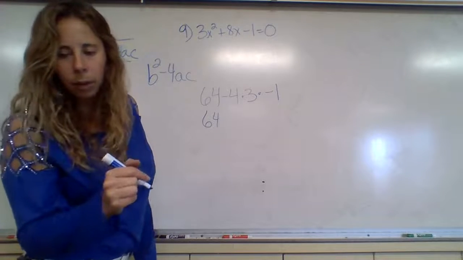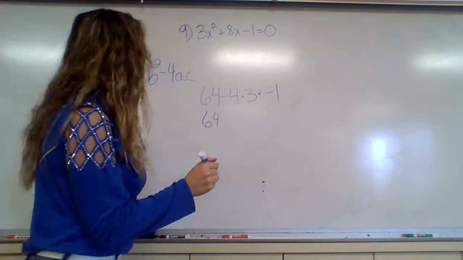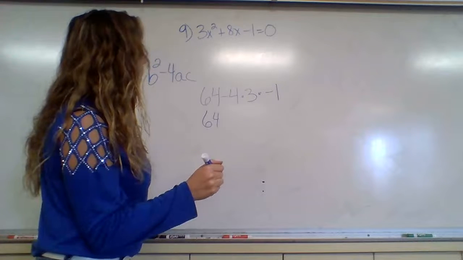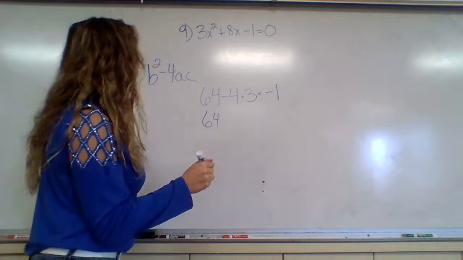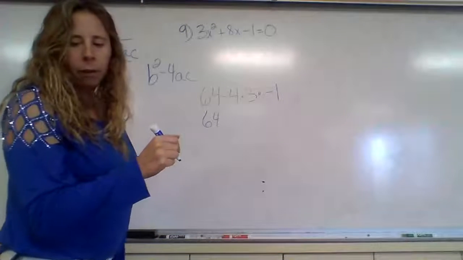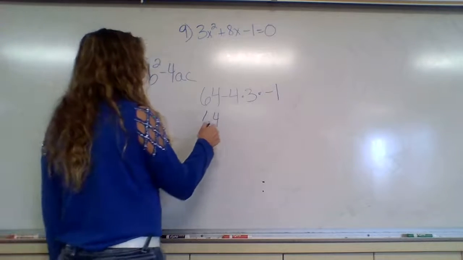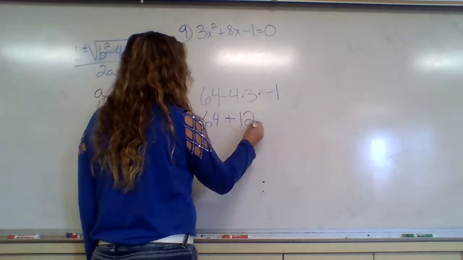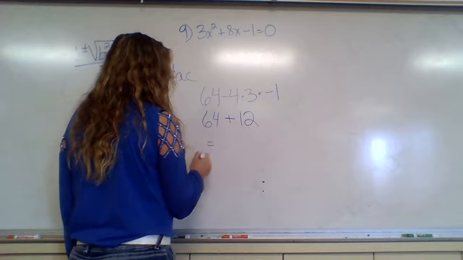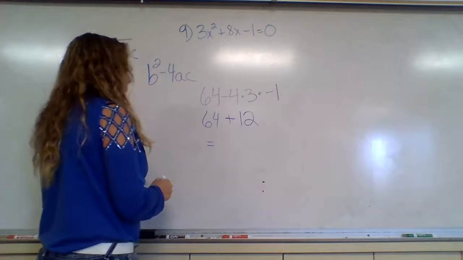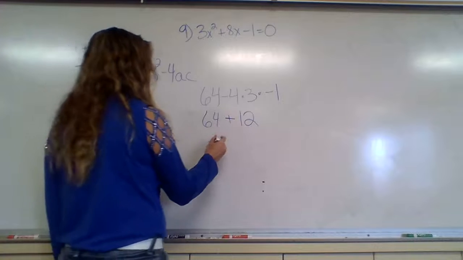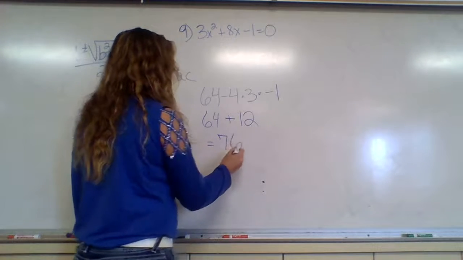3x squared plus 8x minus 1. Okay, so you get 64, and then that's plus 12. 64 plus 12, so you already know it's going to be positive, 76.